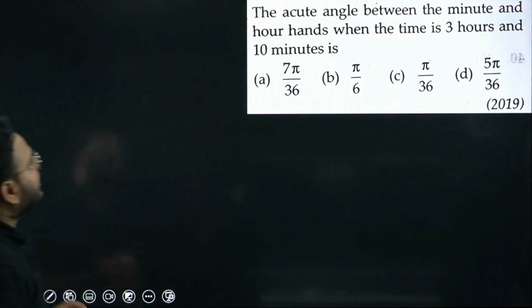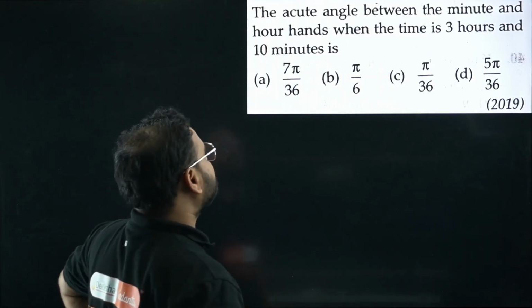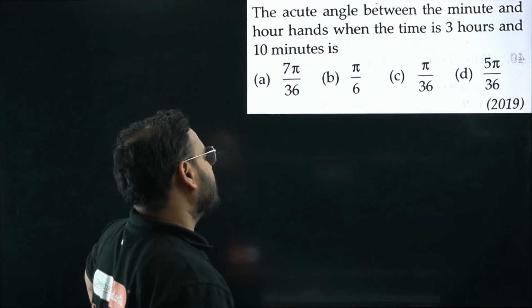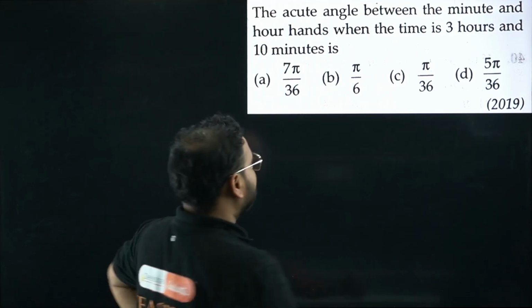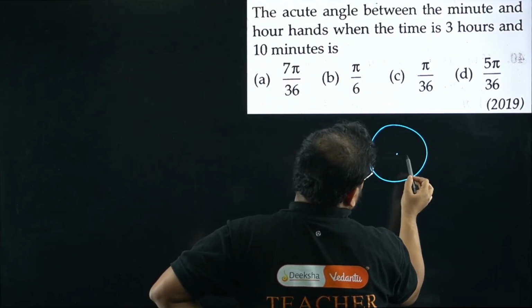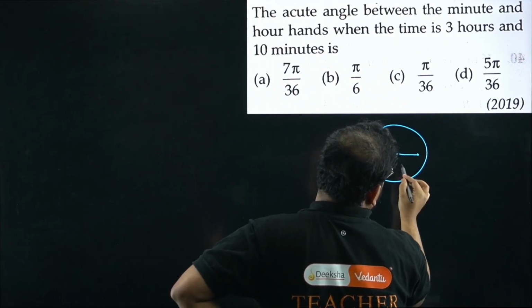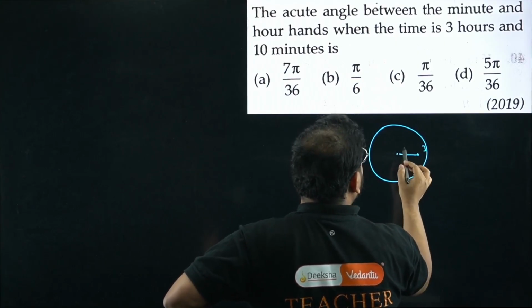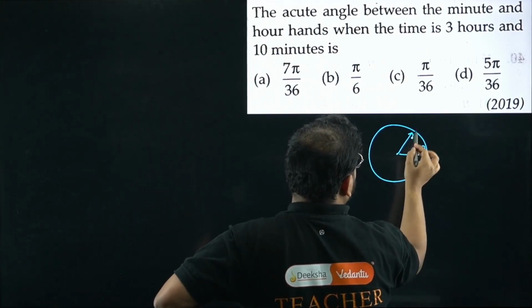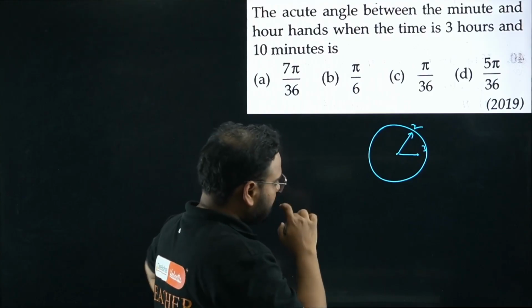Okay, so we have the next question: the acute angle between the minute and hour hand when the time is 3 hours and 10 minutes. Actually, think about it. It will not be exactly like this. The hour hand will move a little bit from the 3 point, and the minute hand will be exactly at the point 10, basically at 2 only. Correct now?